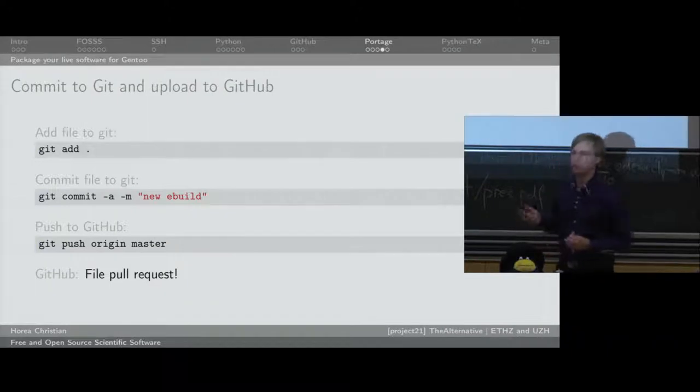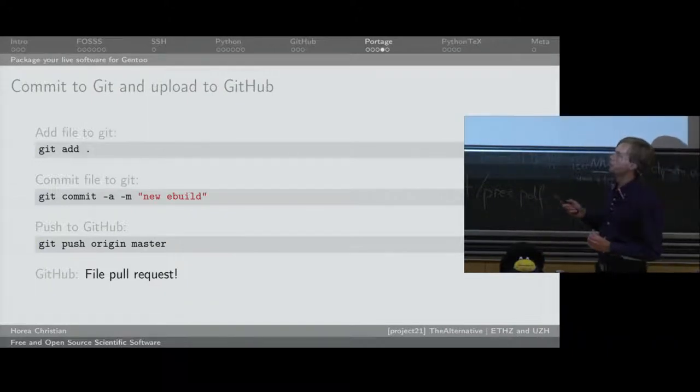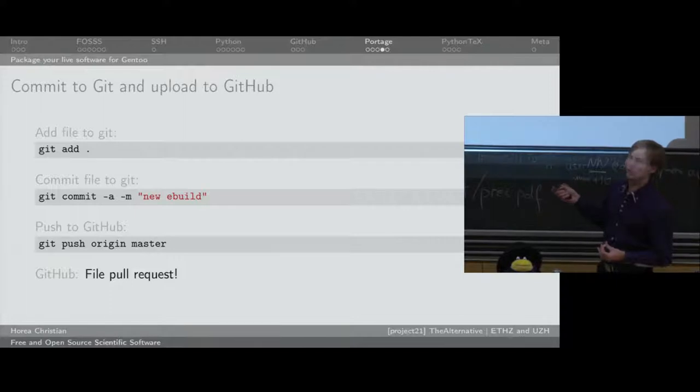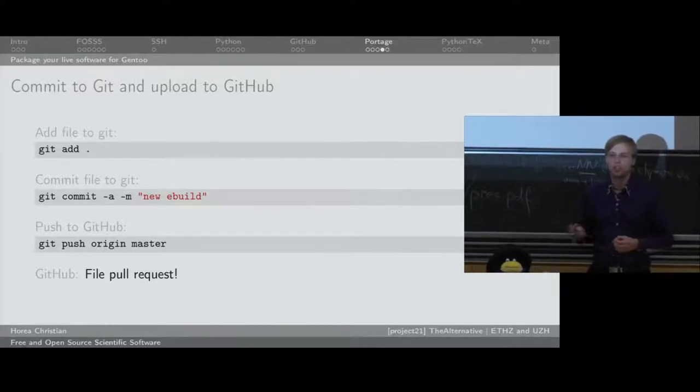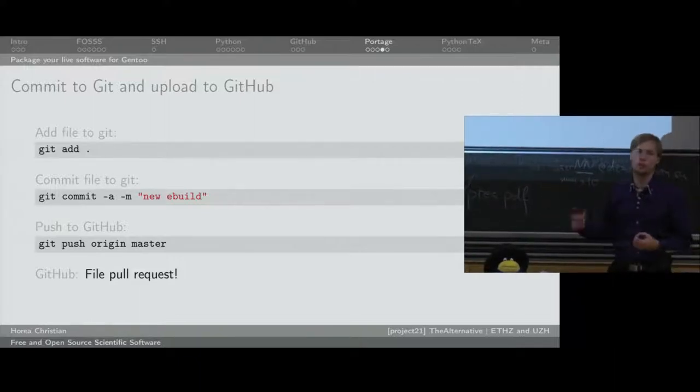OK, for those of you who have already finished, yeah? You can do the same thing which you already did before. This is actually nothing new. So this is, again, in the directory, you add this to the Git repository, you commit this, yeah, and you push it. So git add, git commit -a -m, new e-build, or whatever message you want to type, and then you push it. And what you should have done after that, if I would have actually had internet access, was to file pull requests.